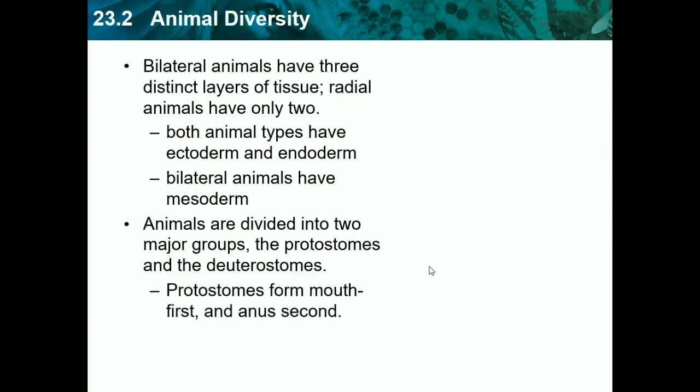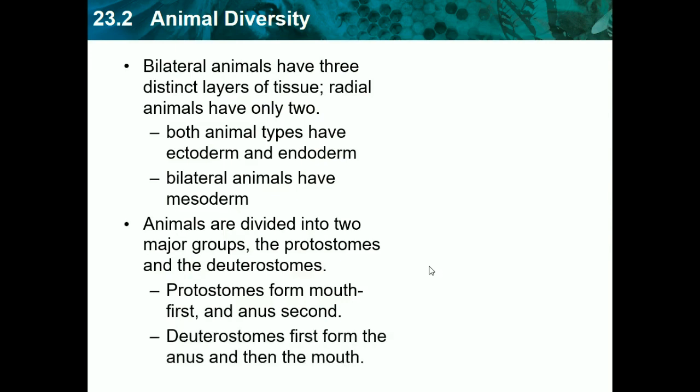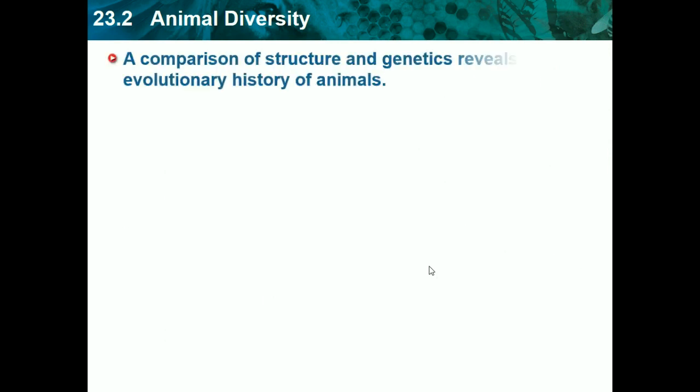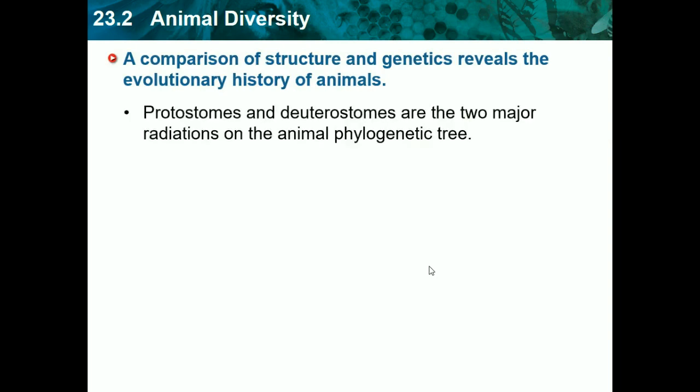Protostomes form the mouth first and the anus second, and deuterostomes form first the anus and then the mouth. So it's pretty much what comes out first when you're born, or what develops first. A comparison of structures and genetics reveals the evolutionary history of animals. Protostomes and deuterostomes are the two major radiations on the animal phylogenetic tree.